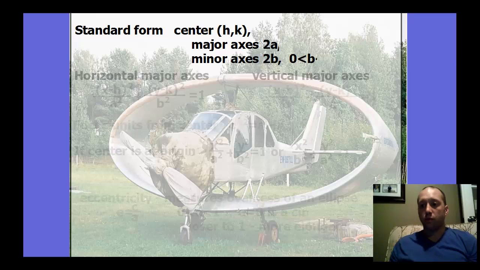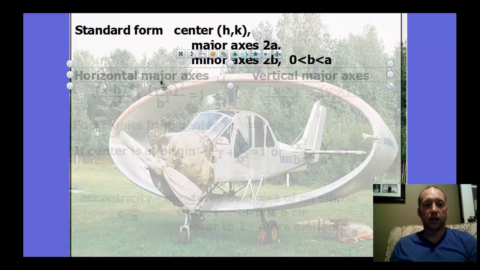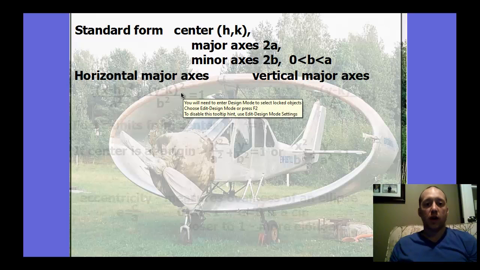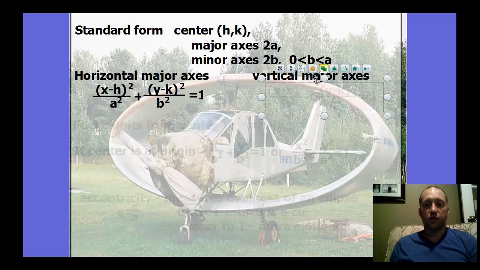Now, standard form for the ellipse, we have h and k is still the center of our ellipse, and we have two different axes. We have the major axis, which is double A, and the minor axis, which is double B. And we'll learn what A and B is here in a second. So we have the two axes, the horizontal and major. So here is our horizontal equation, and here's the vertical one.